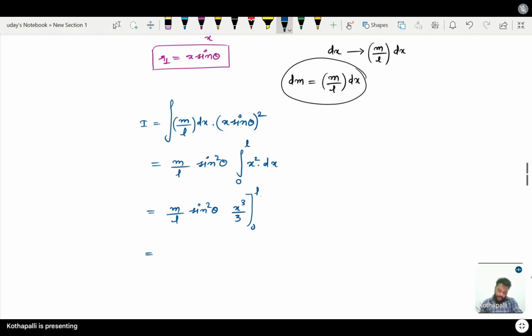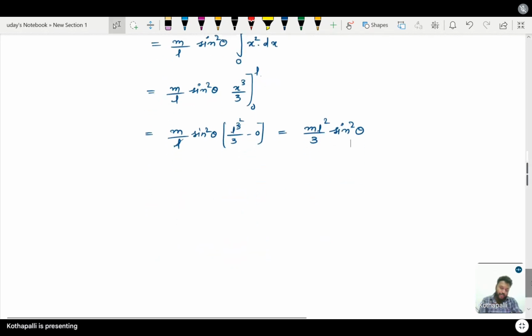For the limits 0 to L, if I substitute the limits, m by L into sine square theta, upper limit L cube by 3 minus lower limit 0. One L will get cancelled here. So it will be m L square by 3 into sine square theta. That is, the moment of inertia of a rod about an axis passing through its end and making an angle theta with the rod is given by m L square by 3 into sine square theta.